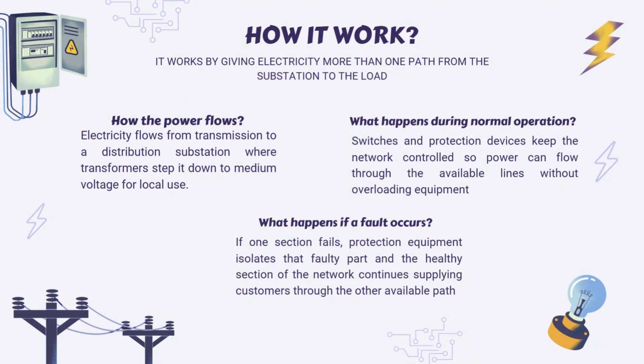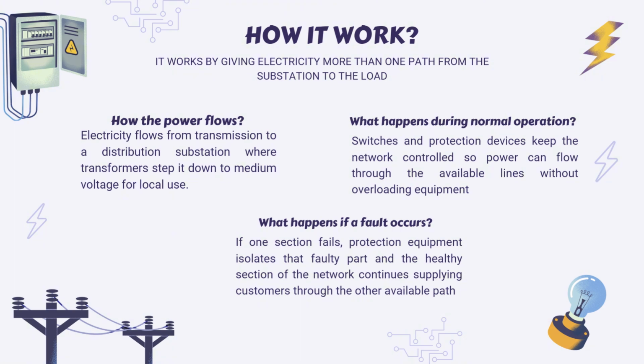Now I will explain the working mechanism. So first, how it works. It works by delivering electricity from the substation to the load. How does the power flow? Electricity flows from transmission to a distribution substation where transformers step it down to medium voltage for local use. From there, it travels through primary feeders and can be sent through interconnected lines in a ring or mesh arrangement.